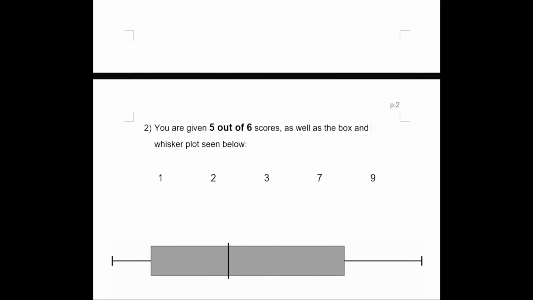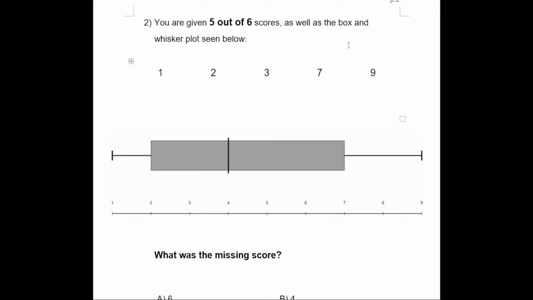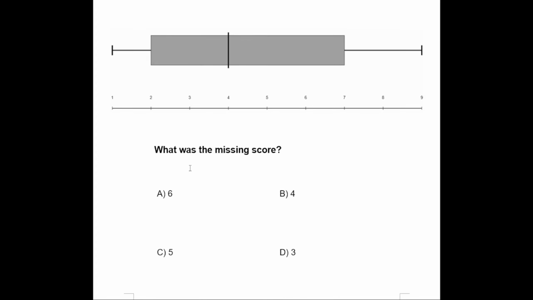All right, so question 2, we are given 5 out of 6 scores, as well as the box and whisker plot that is seen below. So here we have 5 numbers. There's a 6th one that should be here, but it's not there. And we have this box and whisker plot, and the question is asking, what was the missing score? So it's one of these 4 answers, okay?